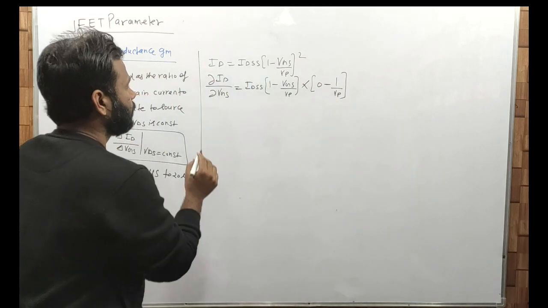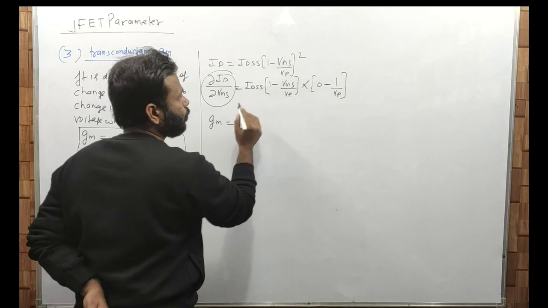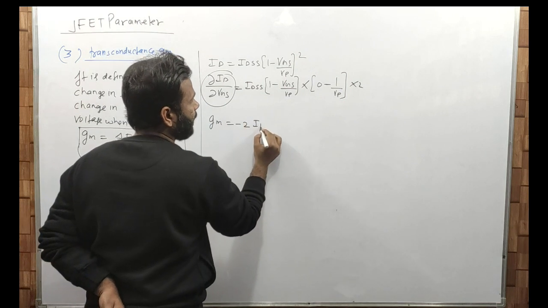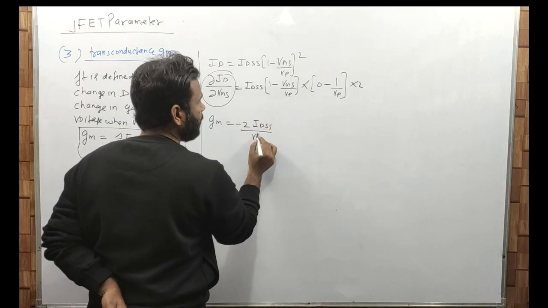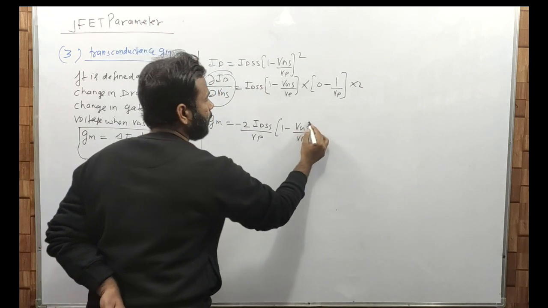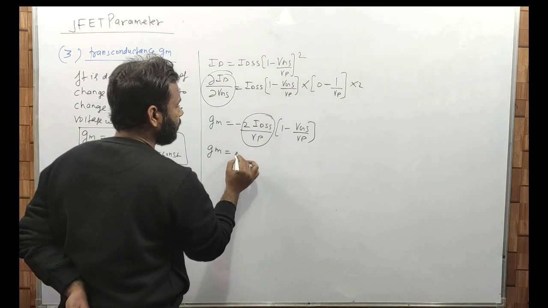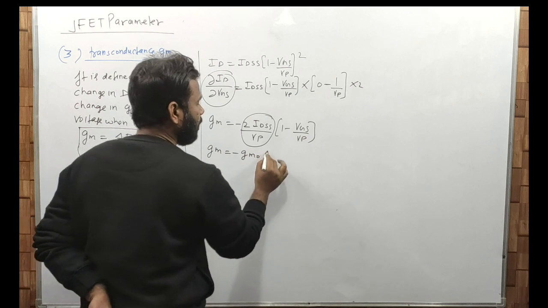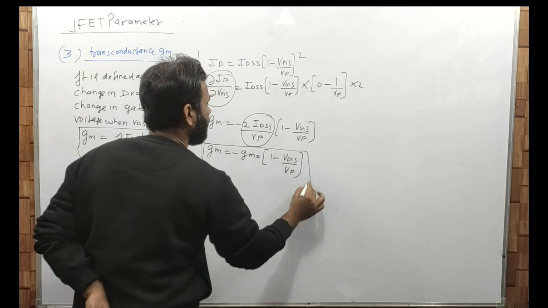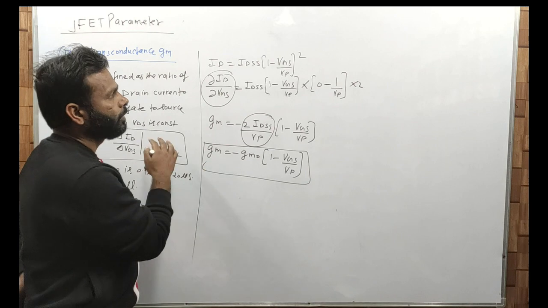क्लियर है यहां तक? So this parameter is called GM, that is equal to minus 2 is also there because we have 2 minus 1 differentiation का, so 2 IDSS upon VP, this is VP, then it is 1 minus VGS upon VP. क्लियर है यहां तक? Then this value is called GM equals minus GM naught (1 minus VGS upon VP). Clear? The maximum conductance value. So this is the expression of the transconductance in case of JFET.